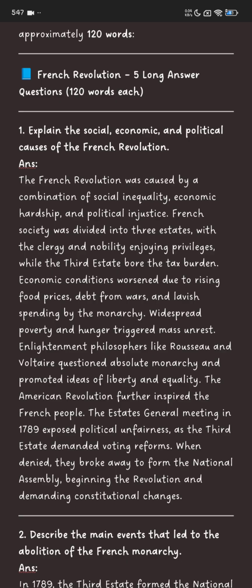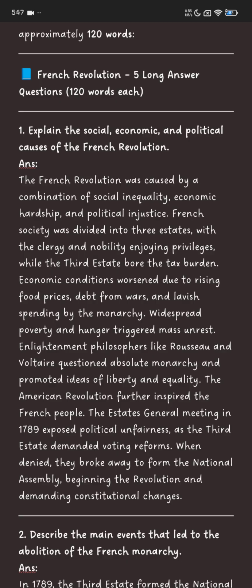French society was divided into three states, with the clergy and nobility enjoying privileges, while the third state bore the tax burden. Economic conditions worsened due to rising food prices, debt from wars, and lavish spending by the monarchy. Widespread poverty and hunger triggered mass unrest.